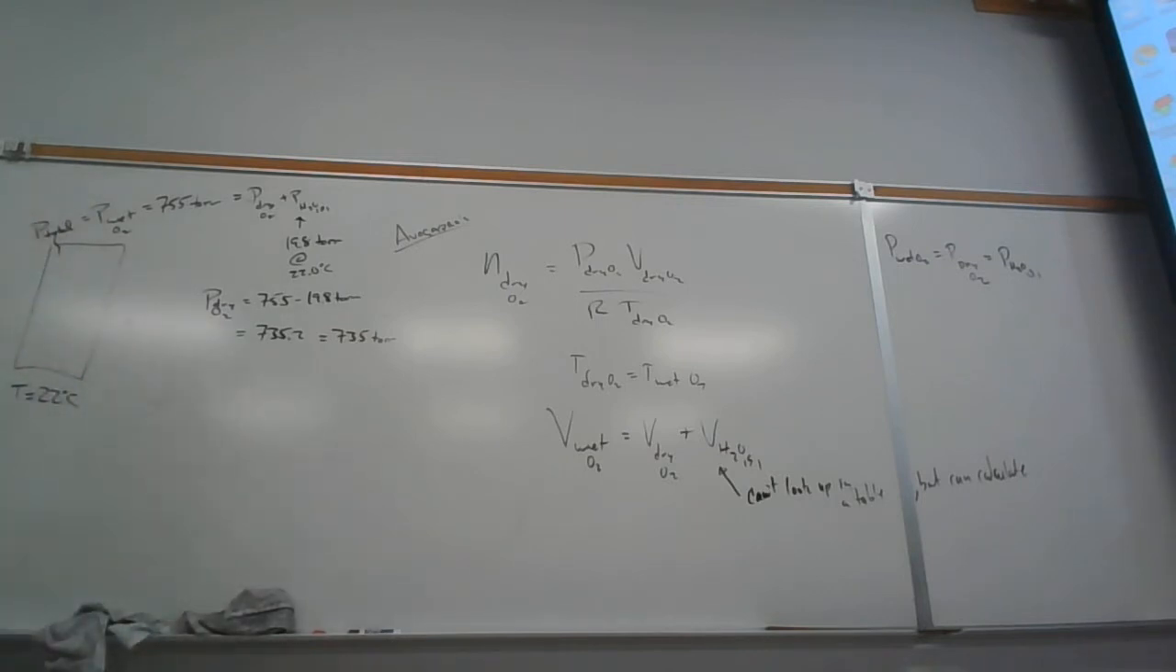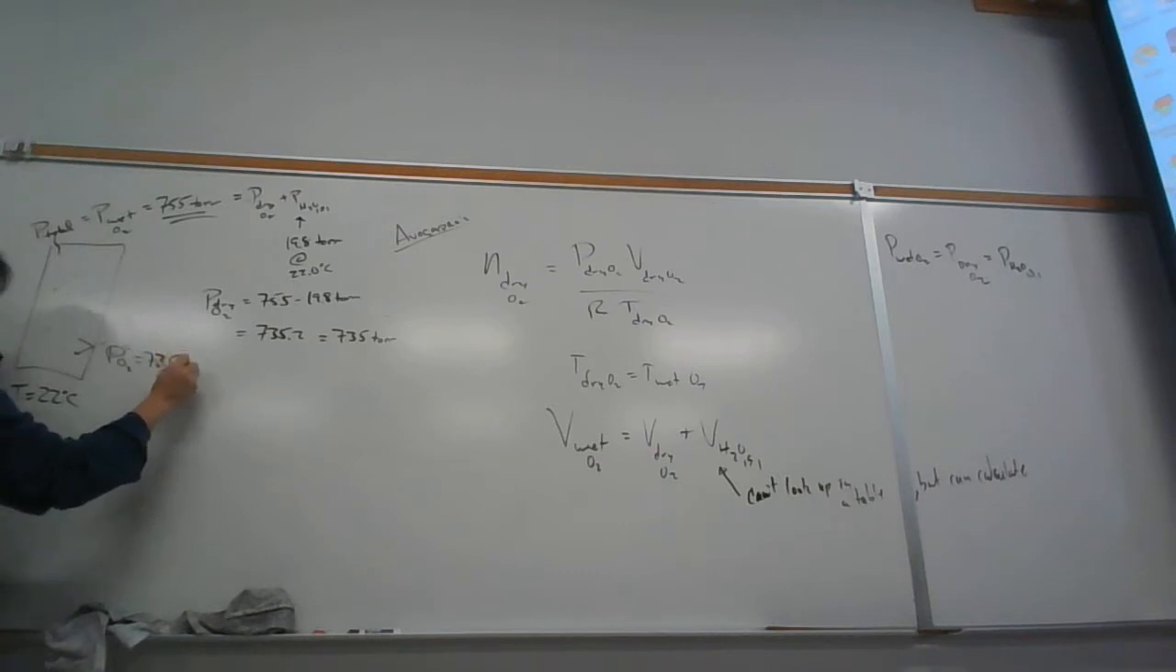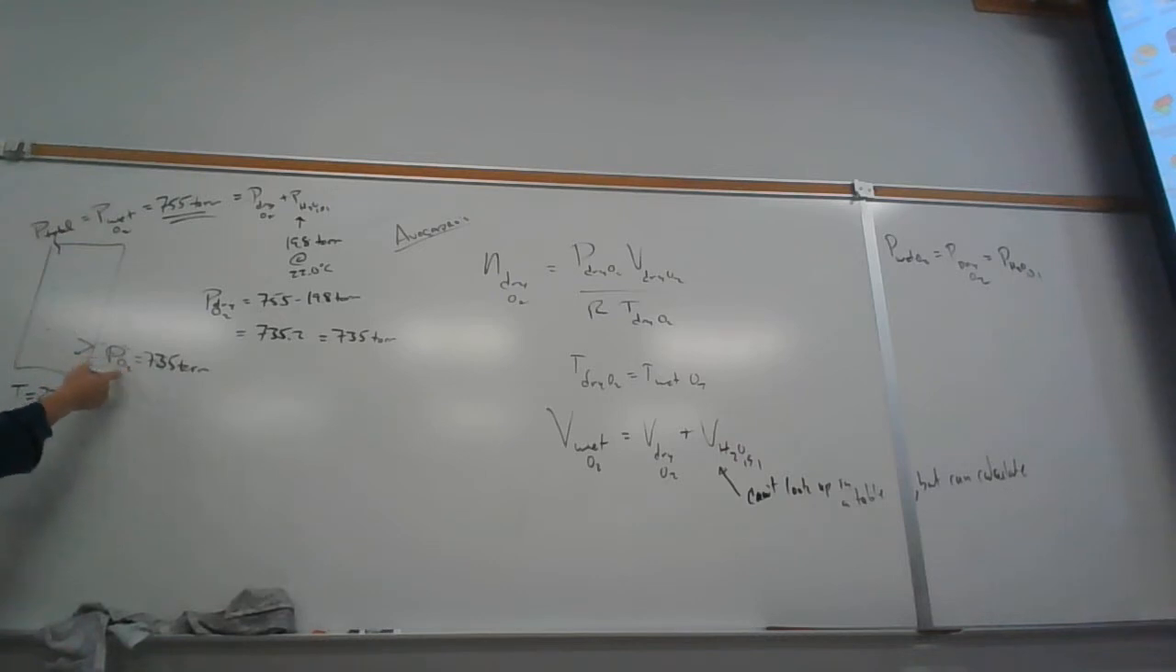Okay, so we have a total pressure of 755 torr. Out of that 755 torr, 735 torr is due to the oxygens hitting the wall. So this is going to generate 735 torr, the pressure of the dry oxygen. In addition to the dry oxygen hitting the wall, we have water vapor hitting the wall. And the pressure of the water vapor hitting the wall, the H2O gas, is 19.8 torr, or about 20 torr.